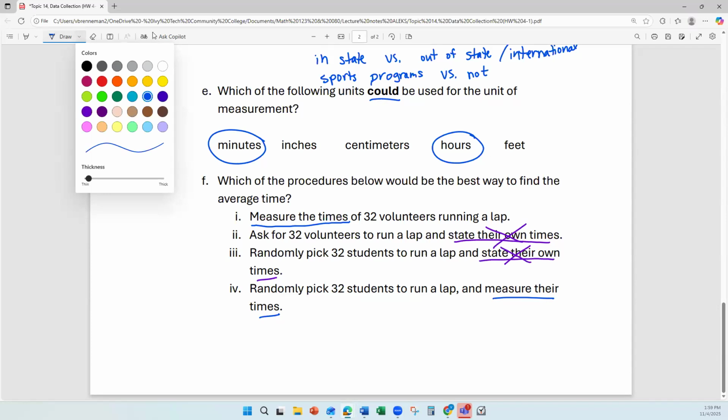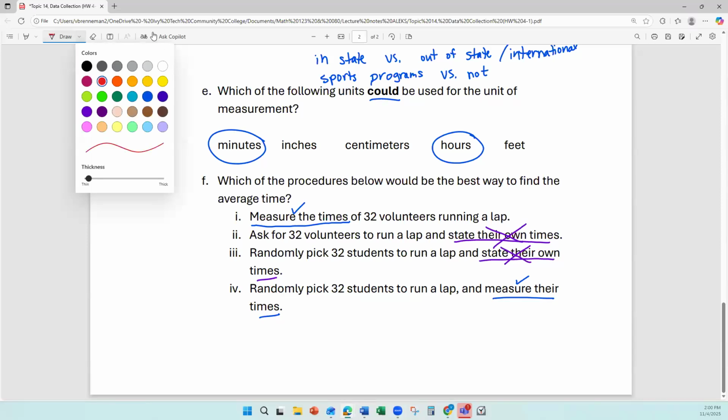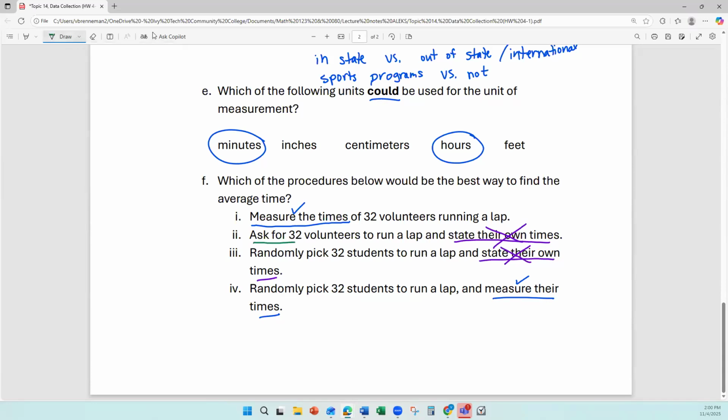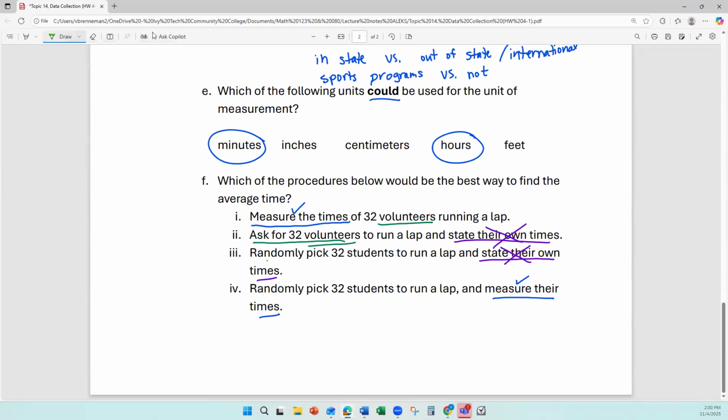So we want to measure the times, either Joe, the person doing the research, or even, as I said, an independent person or maybe a couple of people doing the timing that can make sure that it's consistent throughout for all runners. Then the other contrast we have here is asking for volunteers. So volunteers versus randomly picking.